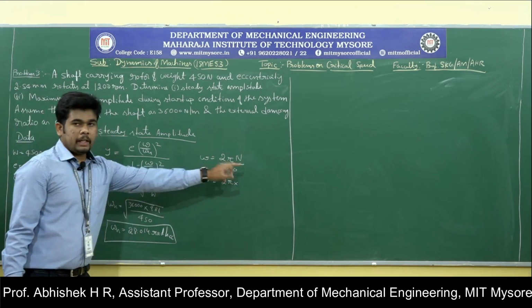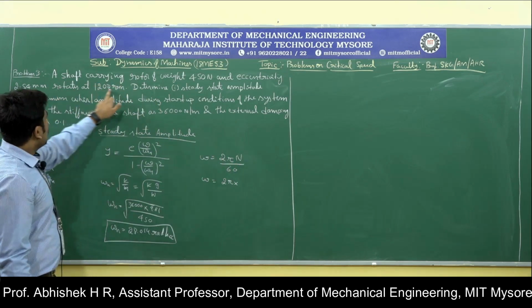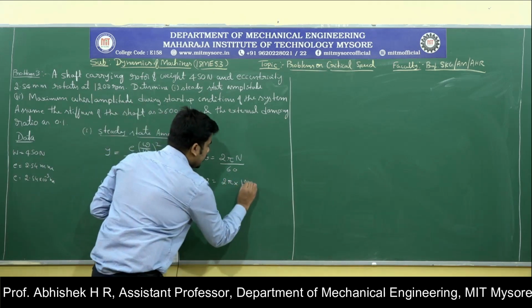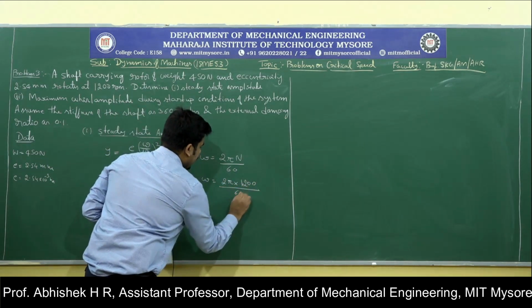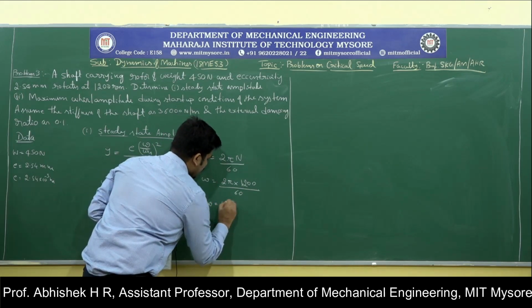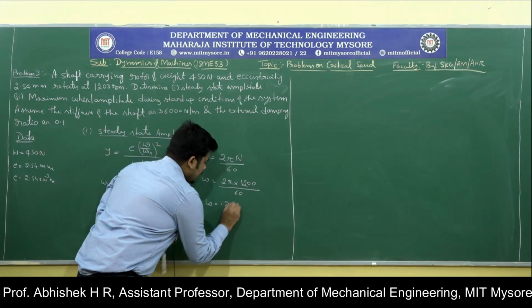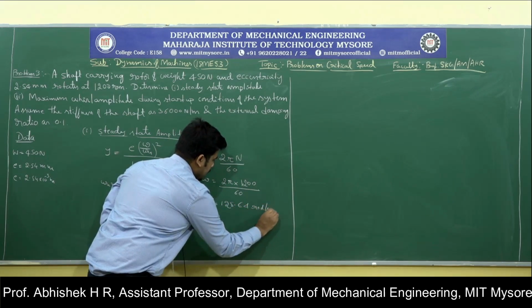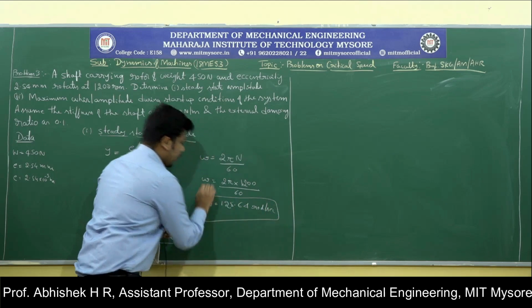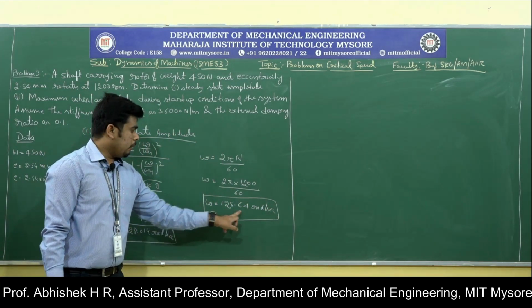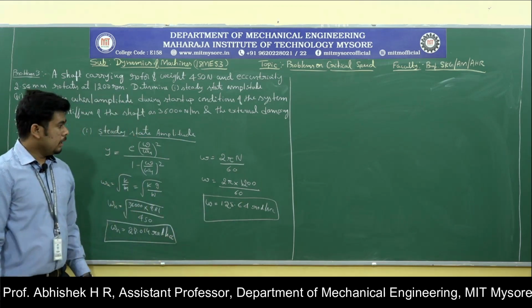So here for n, it is given in the problem, rotates at 1200 rpm. So 1200 by 60. So if you do the calculation, you will get 125.64 radian per second. So this is the angular speed, omega, 125.64 radian per second.